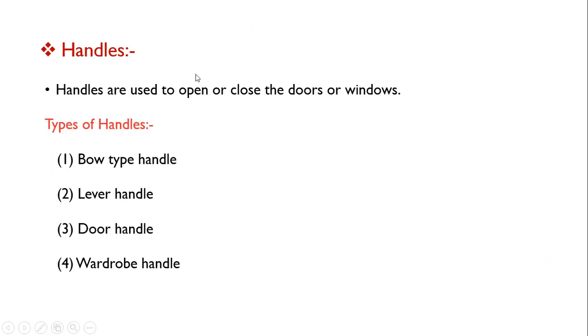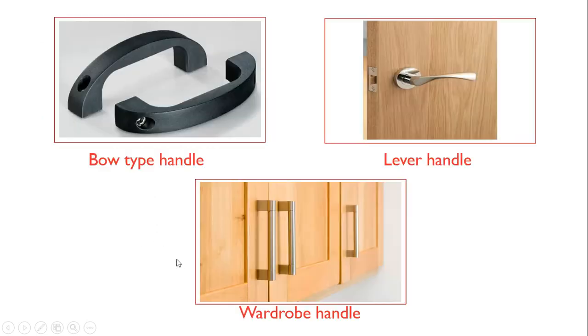Now handles. Handles are used to open or close doors or windows. There are different types of handles: bow type handle, lever handle, door handle, wardrobe handle. We shall discuss them one by one. This is the bow type handle, called so from its shape. Lever handle: this type of lever arrangement is provided, so it is called a lever handle. Then this is a wardrobe handle. It is used for wardrobes, so it is a wardrobe handle.